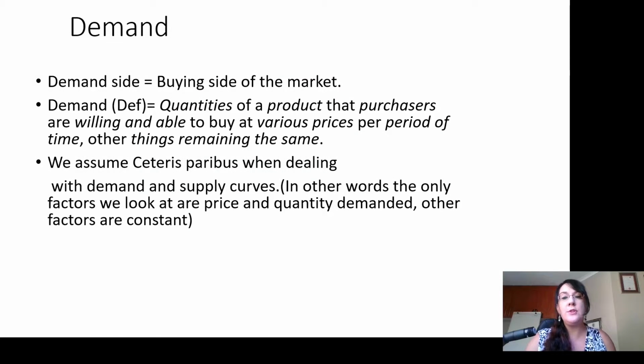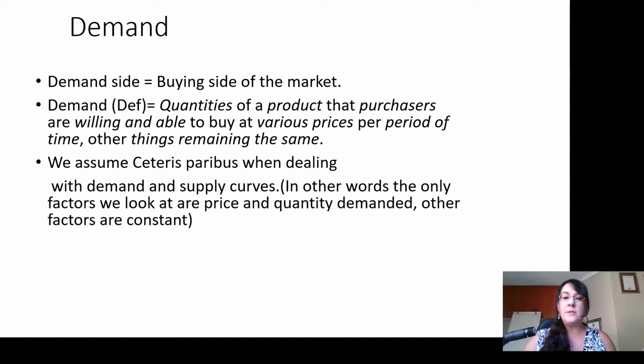So let's first look at the definition for demand. Demand is the quantities of a product that purchasers or consumers are willing and able to buy at various prices per period of time, other things remaining the same. So I'm going to break it down for you, but before I look at the willing and able part, I'm going to look at the ceteris paribus part because it's already on the slide.